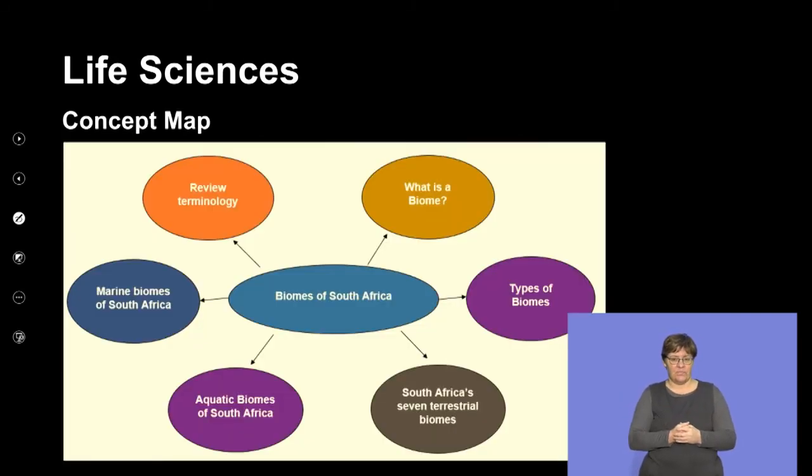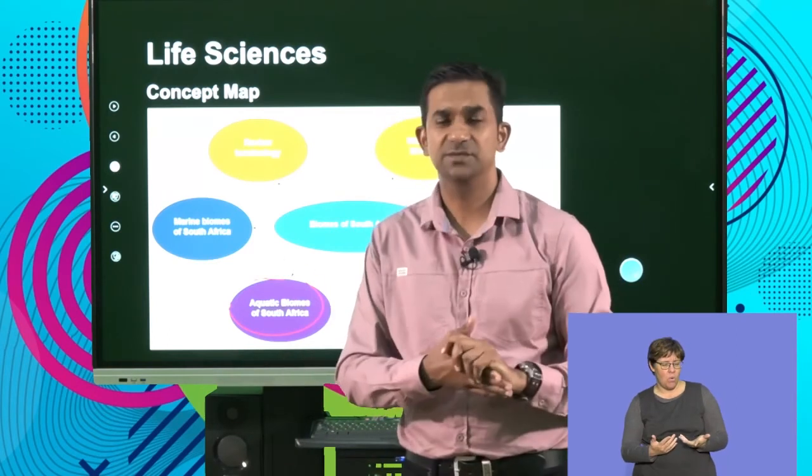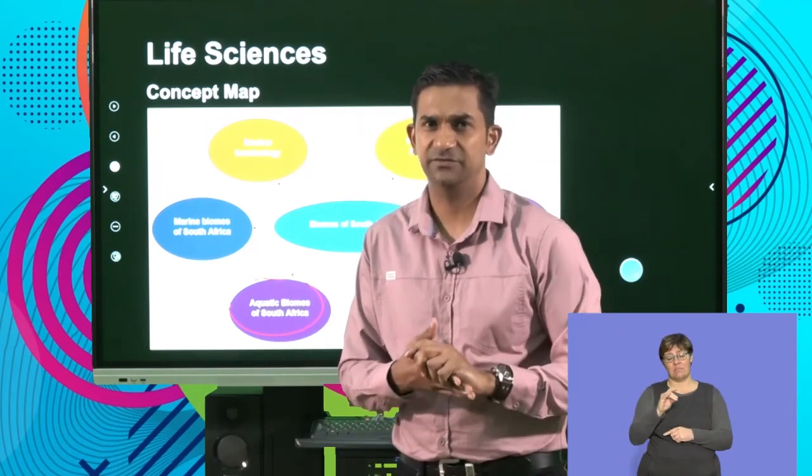Right. So as we wrap this, we've looked at South Africa's seven terrestrial biomes. We're now going to spend some time looking at each aquatic biome in detail and try to understand what this looks like and how it constitutes the types of plants and animals found in these aquatic environments.